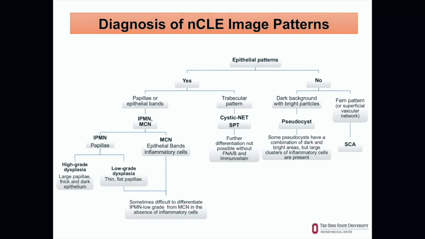Serous adenomas, on the other hand, do not have any kind of epithelium. What they have is intricate networked blood vessels, which we see as this fern pattern of vascularity, or the superficial vascular network. Finally, pseudocysts, which don't have a true wall, don't have blood vessels within the wall, are typically dark, and they show a lot of inflammatory cells. These inflammatory cells can be autofluorescent, or they could be dark clumps of inflammatory cells seen against a bright background, which is the underlying pancreas.